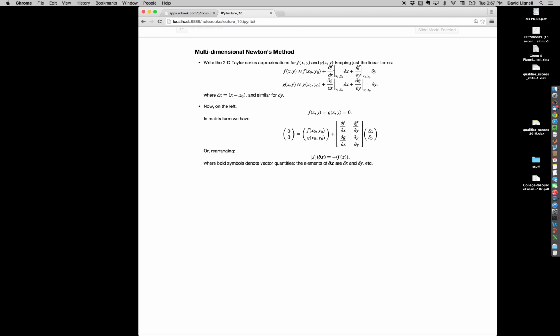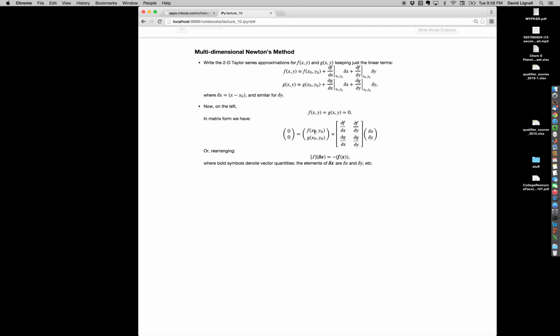Plus, in this case, we'll have a matrix times another vector. So the matrix will have elements df dx, df dy, dg dx, and dg dy, and then the vector will be dx and dy. So in matrix form, you can see here 0, 0, f, g, and then the matrix of coefficients times dx and dy. And so these elements have a one-to-one correspondence between these two equations. Where we're using vectors here, rather than show the individual components, we can use the shorthand notation, and we can rearrange this.